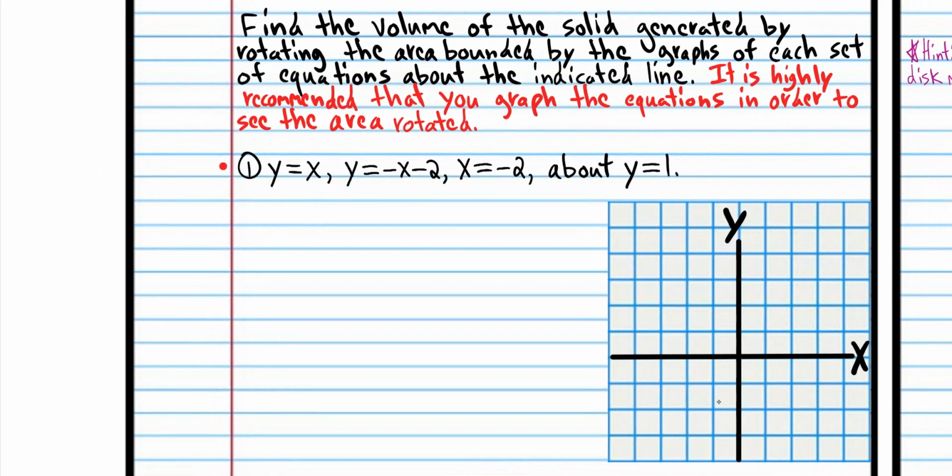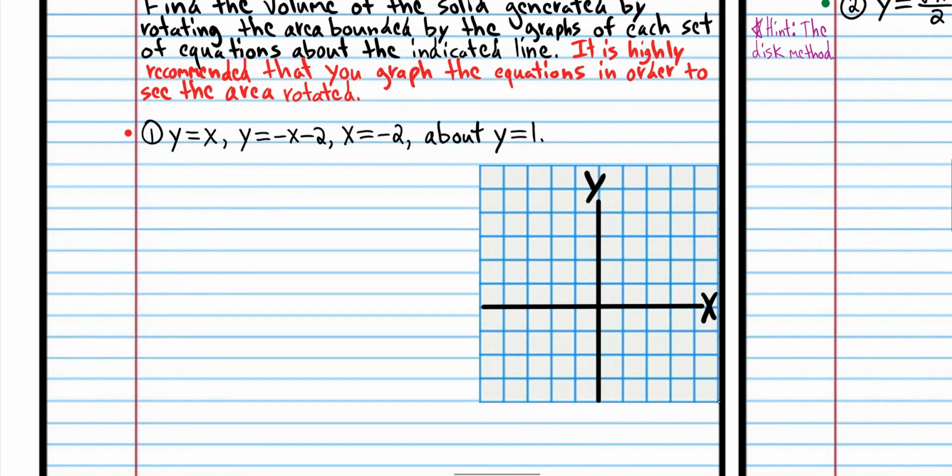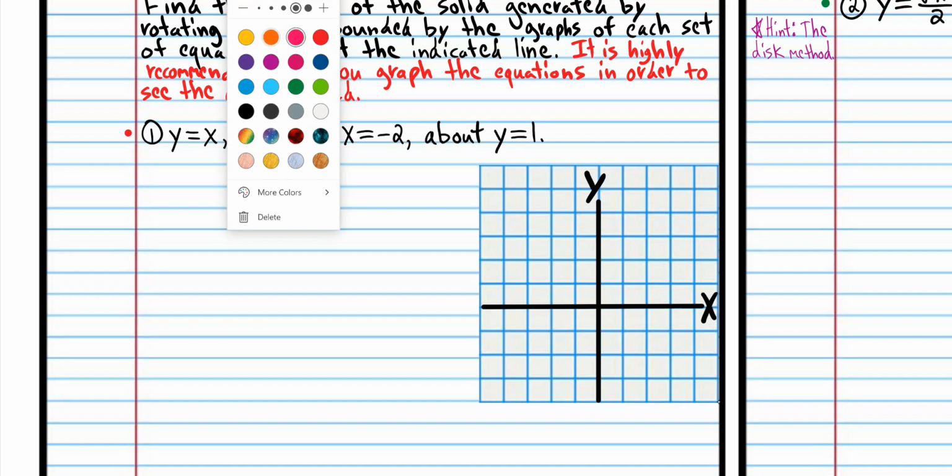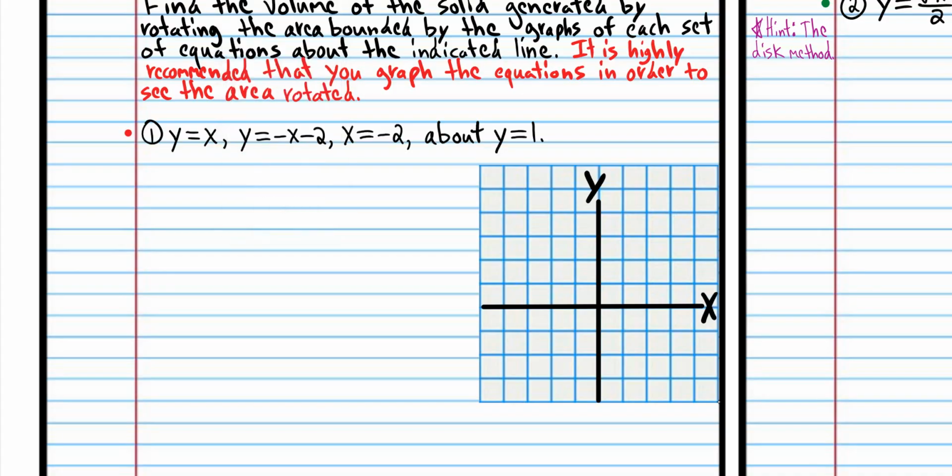So let's graph this to see what we're dealing with. So we have the line y equals x. I guess I'll graph that, try blue. So y equals x looks like this.